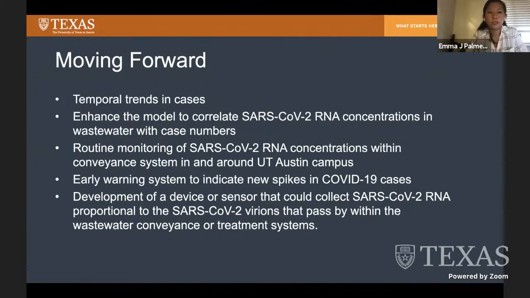And so we've looked into a variety of things. We're thinking about moving forward with normalization to E. coli. E. coli is a bacteria that we shed through our waste, and normalizing to that content might normalize the concentrations we're seeing. We're also looking into normalizing by the total suspended solids content, so the amount of particulate matter that we see within our sample.